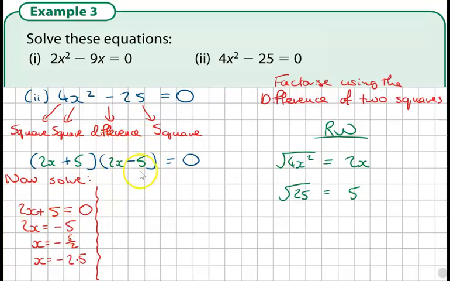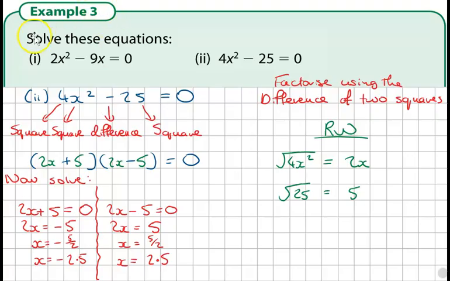So then I let the other bracket equal to 0, 2x minus 5. I'm going to bring the minus 5 over the equal sign. It's going to become plus 5. So letters to the left, numbers to the right. Divide both sides by the number stuck onto the x, which is 2. So x equal to 5 over 2, or 2.5.